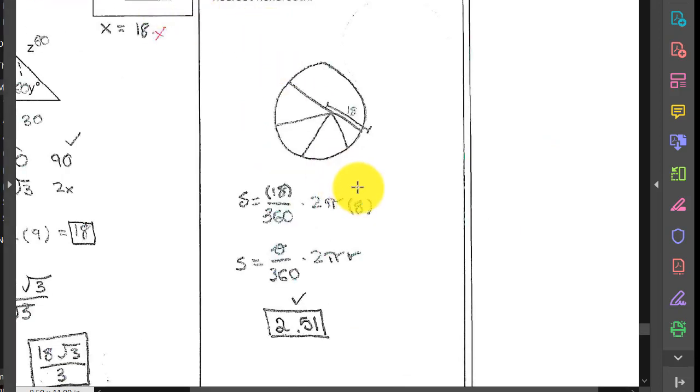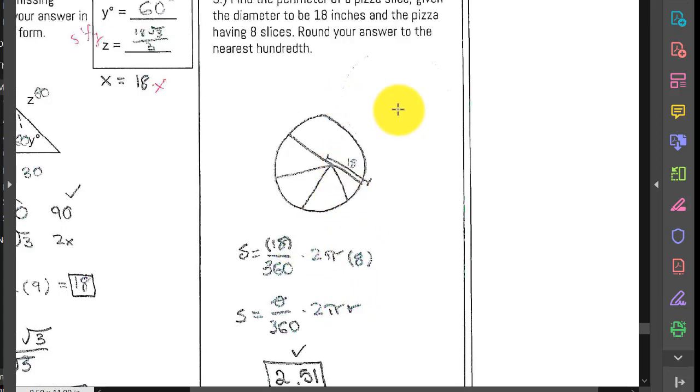Okay, this student shows me they thought the number of pizza slices is your radius, and then they put 18, the diameter, as their angle. So remember, angles are measured in degrees. They're like inside of the triangle, like right there. Okay, this one looks good.